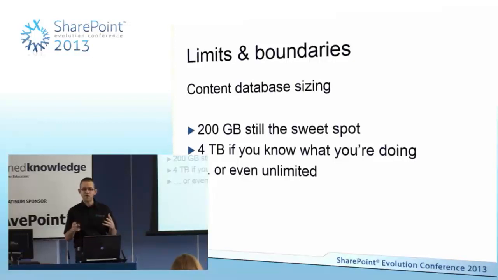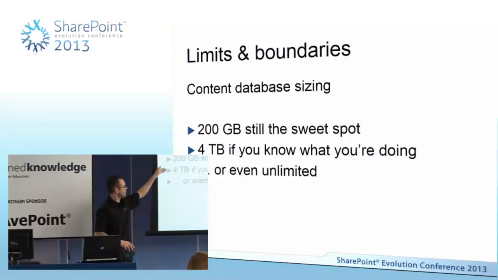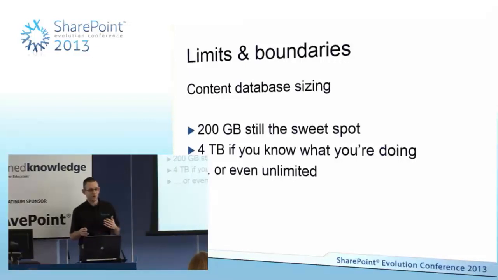That means if you have the operational procedures, if you have the hardware and the storage to make backups and restores very fast, for example, with snapshots, etc., then you can go to 4 terabytes. And you can even go beyond 4 terabytes if you use Document Center and if you have a lot of documents that don't change very often, for example. It's all detailed in TechNet, but I don't have time to go over everything, of course. But personally, I think 200 gigabytes is still what you should aim for in a content database.